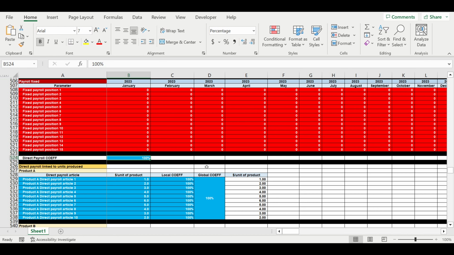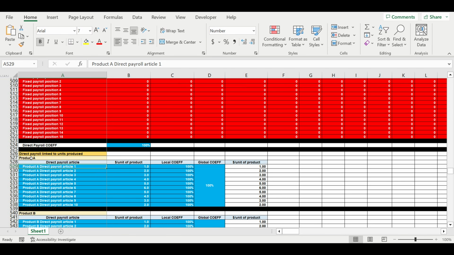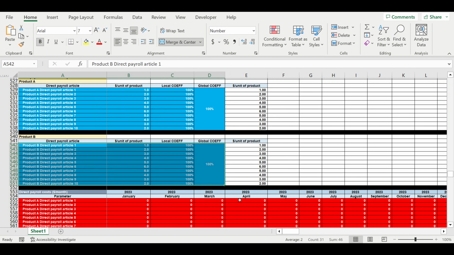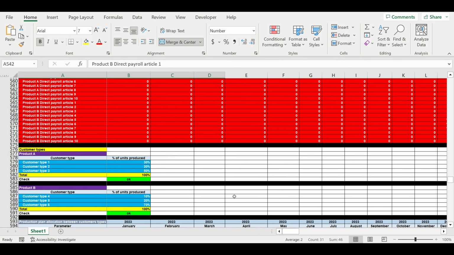Then we move to direct payroll, which is linked to the amount of product A and product B produced. So these are the articles. This is the value of direct payroll per 1 unit of product A. This is the same story for product B.